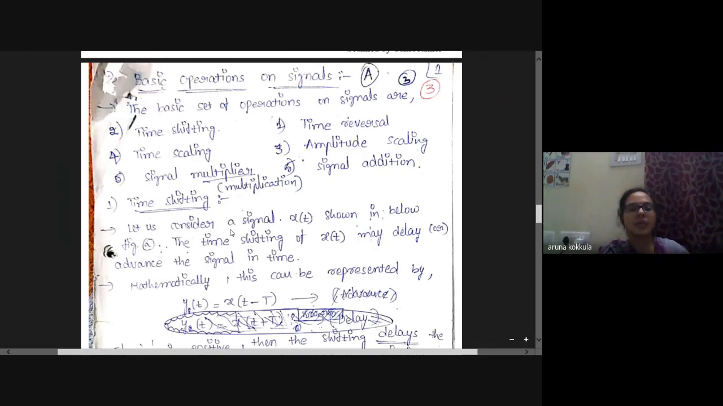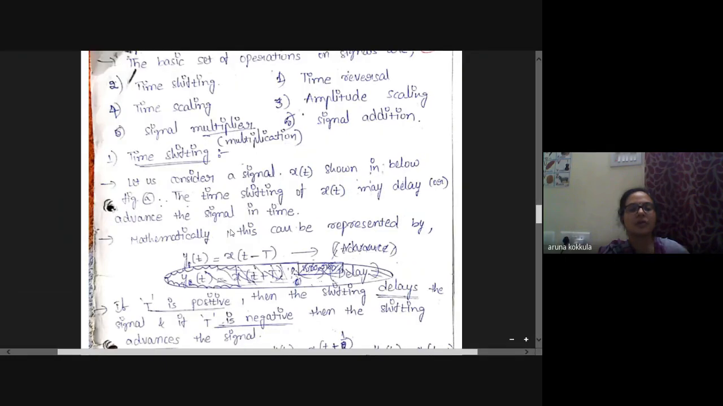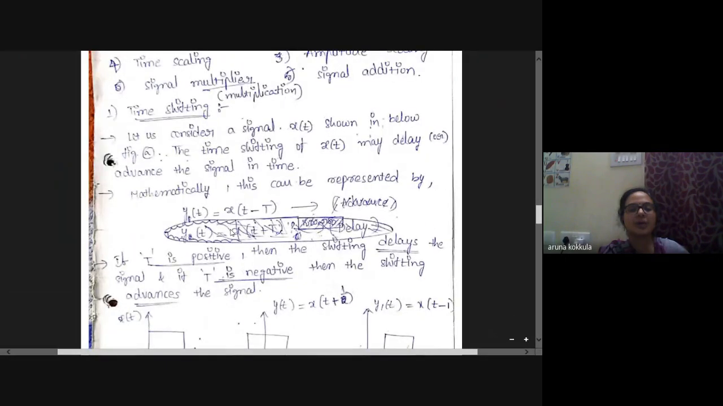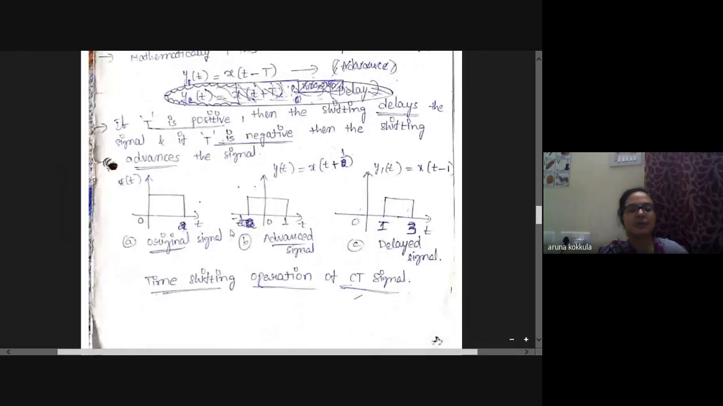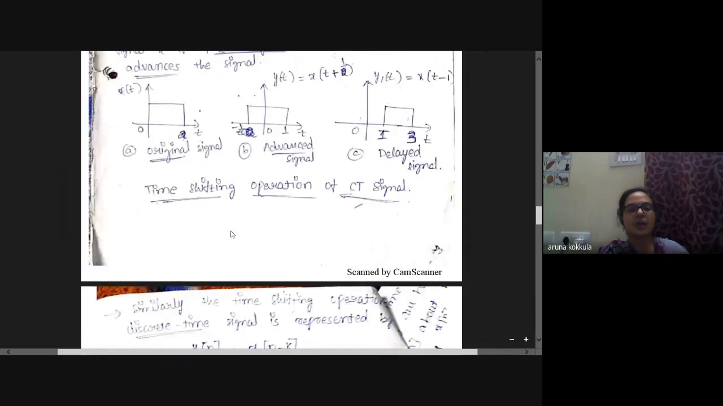The first one is time shifting. It is the same as with continuous time signals, but wherever discrete time signals are concerned, I'll concentrate on that. The time shifting operation on a discrete time signal is represented by x of n minus k. If k is positive, then the shift is to the right side. If k is negative, the shift is to the left side.